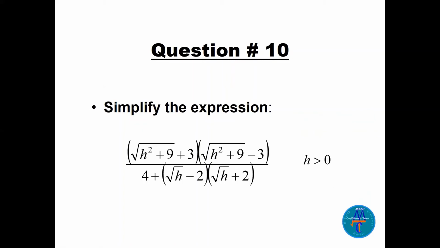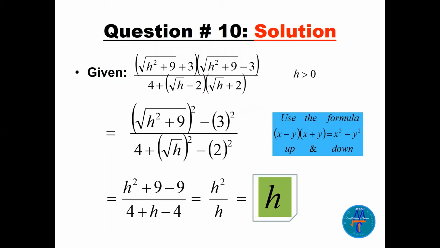Okay. What can you see here? See, this is the difference between two squares. Also, this is the difference between two squares. It's given that h is positive, so we don't have to worry about absolute value. That's the only formula used here. The (x minus y)(x plus y) will be x squared minus y squared, up and down.